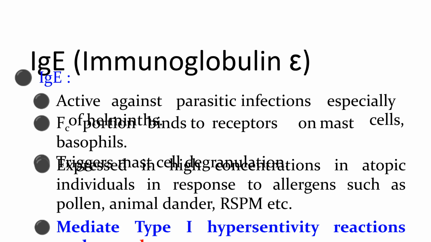IgE, immunoglobulin epsilon, is active against parasitic infections, especially helminths. Its Fc portion binds to receptors on mast cells and basophils, triggering mast cell degranulation. It is found in high concentrations in atopic individuals and mediates type 1 hypersensitivity reactions, like asthma.